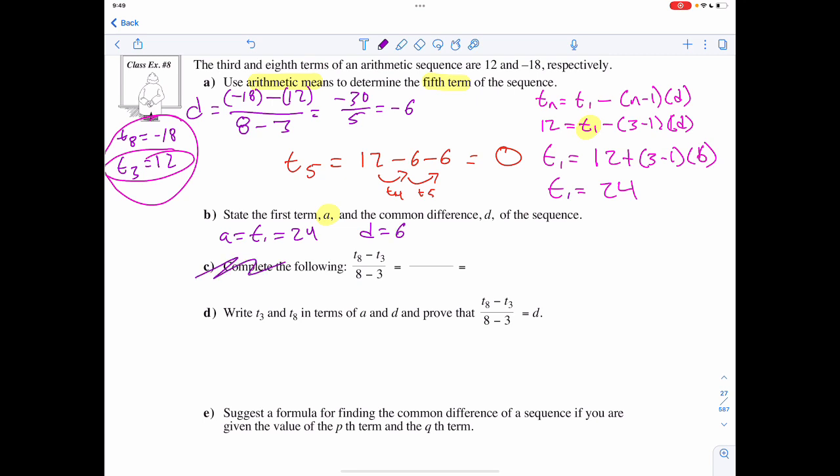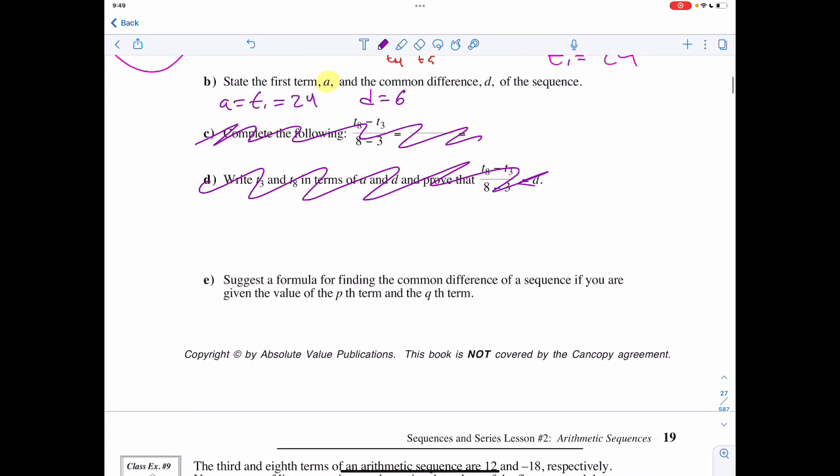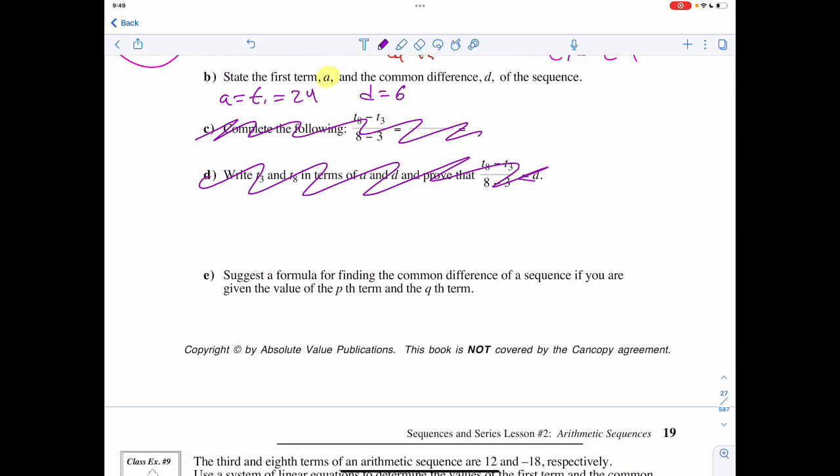We're not going to do parts C and D because we didn't list out the values like they sometimes want us to in these books, and it's kind of redundant. We can jump right to, in this case, instead of x and y, they use p and q terms, and we know that d is equal to tq minus tp over q minus p.